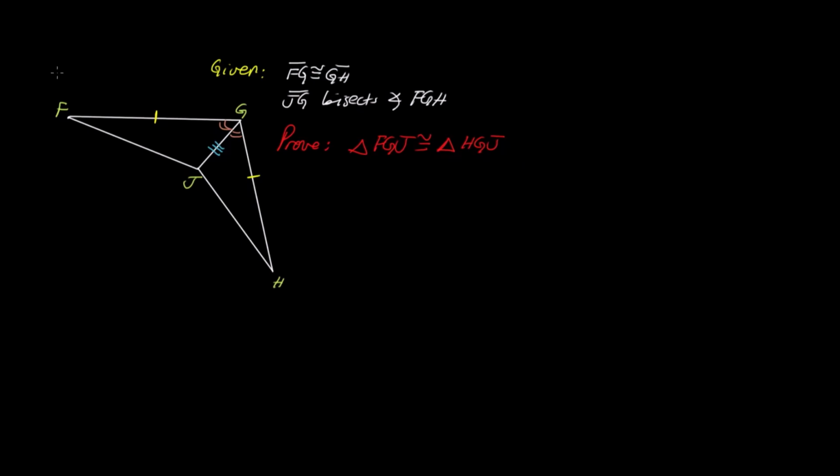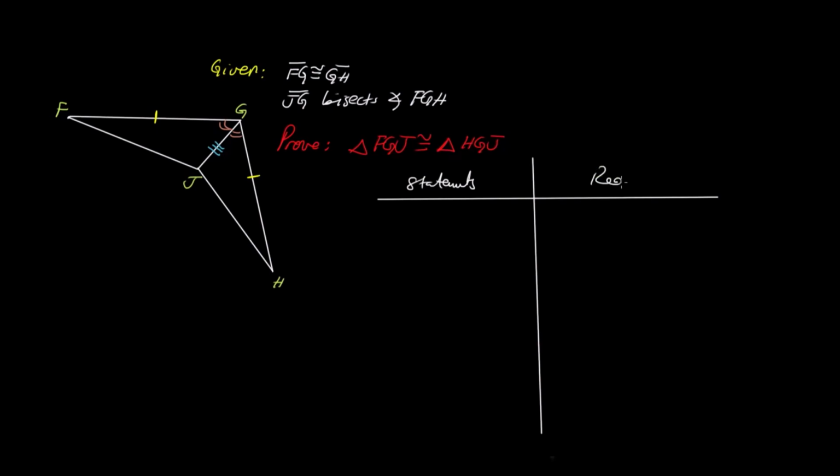Done, pretty much, right? So all we have to do, if you wanted to write this out, let's write this out as a two-column proof over here. Which means that we have to draw two columns. Here we have the statements, and then here we would have the reasons for making our statements. So the first statement is given. When in doubt, just write the given. That is, segment FG is congruent to segment GH. That's given. So here I write that.